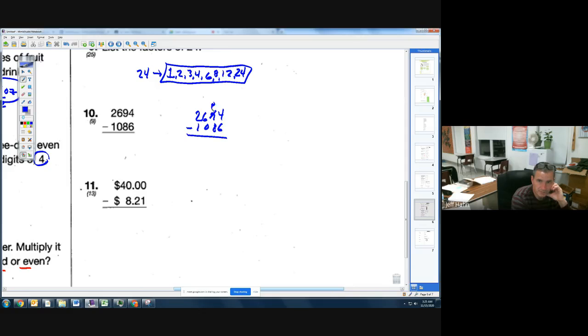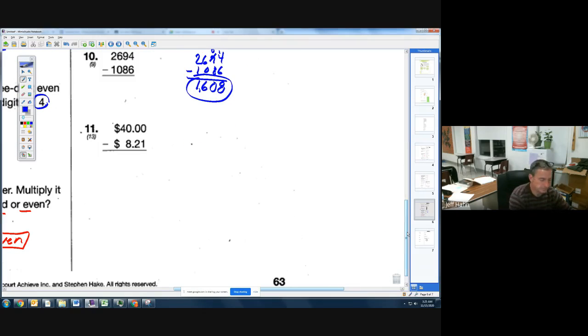Borrow from the 9, it becomes 8. This is a 14. 6 from 14 is 8. 8 from 8 is 0. 0 from 6 is 6. And 1 from 2 is 1. The answer I get is 1,608. And another subtraction problem here.